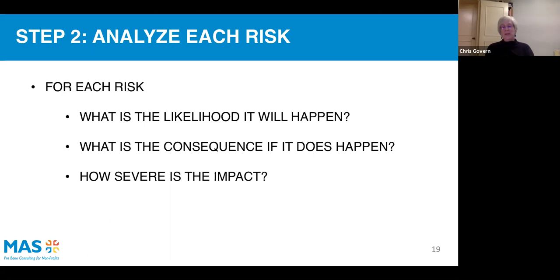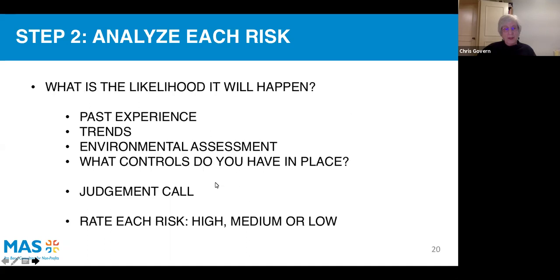So I need to answer these 3 questions in order to make some decisions around how I manage risk. So we'll look at each of these and talk about how we make these decisions. The first question is, what's the likelihood that it will happen, and how do I decide that? I'm suggesting that you rate the likelihood high, medium, or low, which I think is very useful, not too complex, and it will be sufficient for most of you in terms of making decisions and managing risk.